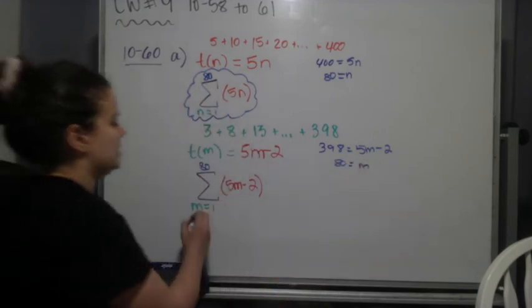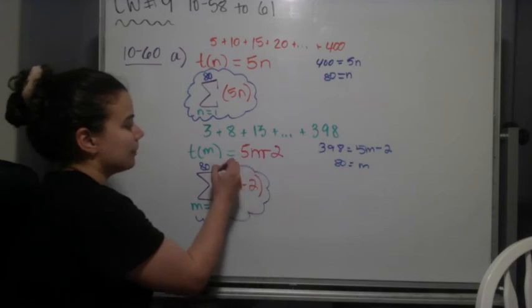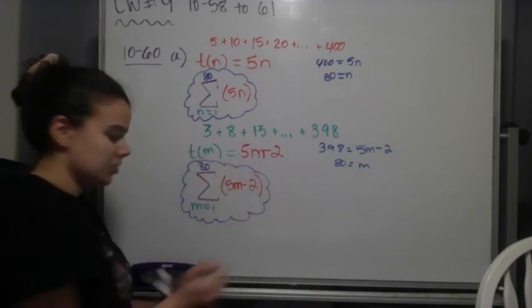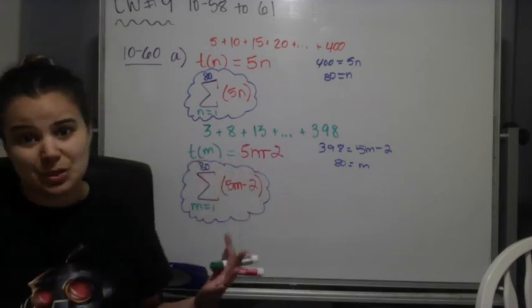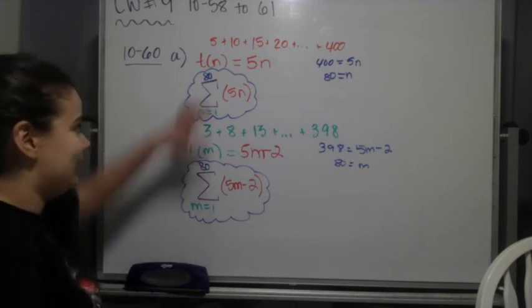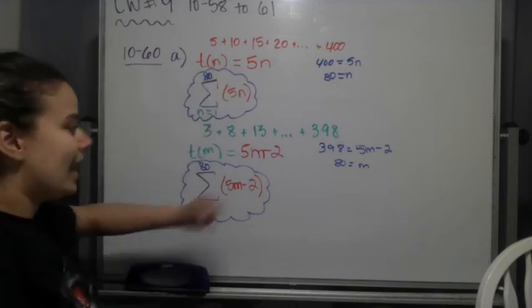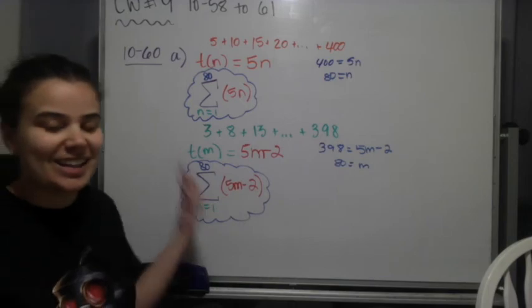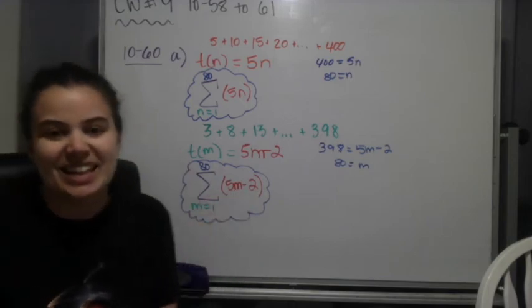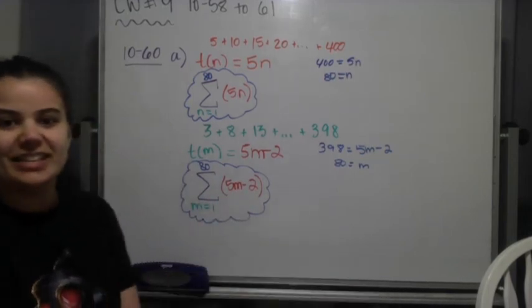So that is what we are going to do for part A. Part B basically just asks you to add them up. So you write this whole thing plus that whole thing. Yay! And that's all for 10-60.